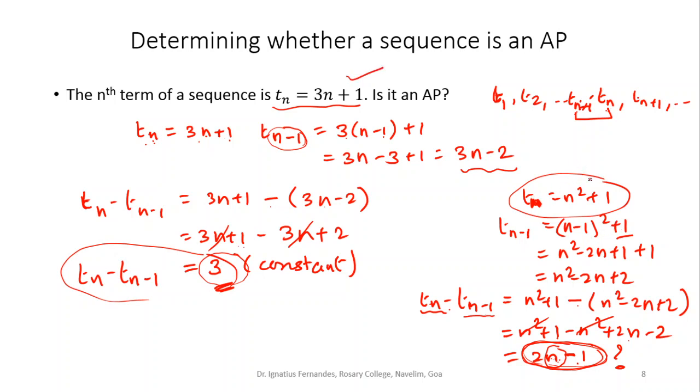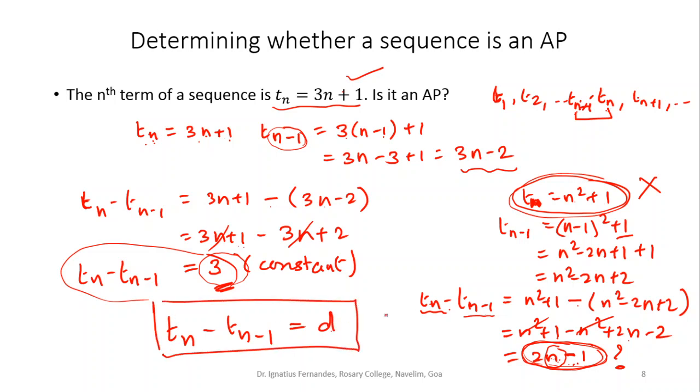Whereas if you consider a sequence of numbers with tn as n square plus 1, if you take the difference between any two consecutive terms, it doesn't remain a constant. So this is not an arithmetic progression, whereas the earlier one was an arithmetic progression. And this is exactly how you are going to determine whether a sequence of numbers is an arithmetic progression or not. What will you do? You look at tn and tn minus 1, and the difference between them should be constant, and that is exactly going to be d.